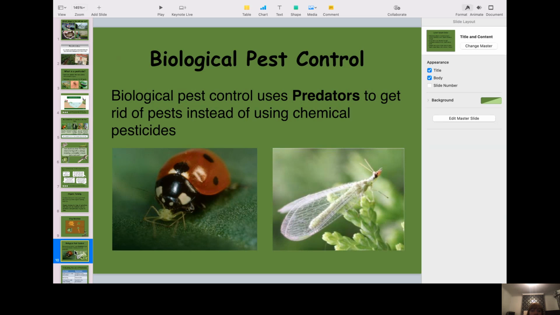The next way is biological pest control. So that means you introduce insects into an environment that actually prey on the pests that the farmers are trying to get rid of. So if farmers are trying to get rid of aphids, they could introduce a lot of ladybirds, and the ladybirds can consume the aphids without the use of pesticides, and their crops don't get eaten. The other is lacewings. They also eat aphids.